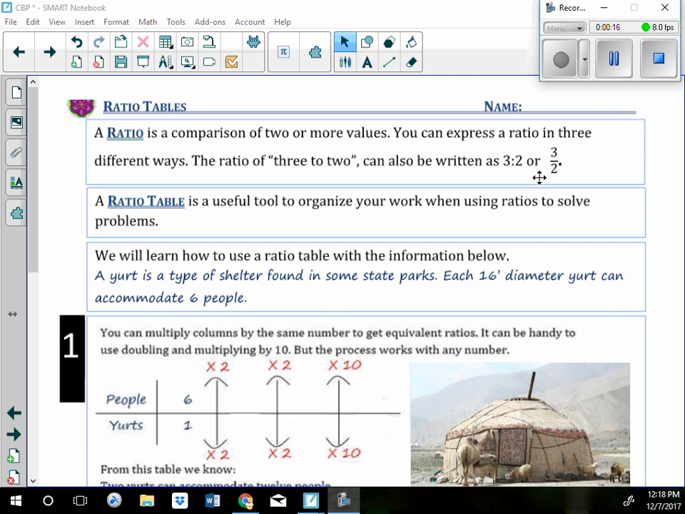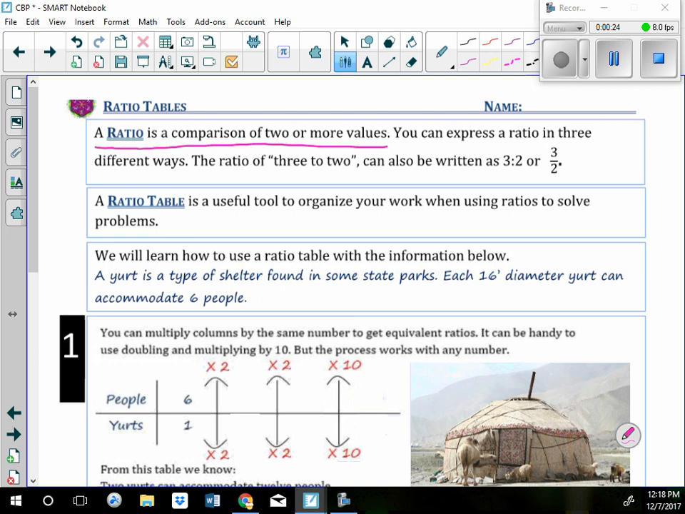And a ratio, you had this on your warm-up yesterday, but a ratio is a comparison of two or more values. And there are three ways that we can express a ratio. We can do it in words and say 3 to 2. We can do it with a colon and say 3 to 2. Or we can do it with a fraction and say 3 to 2. Okay? We can also use for every statements, and we've talked about that before.